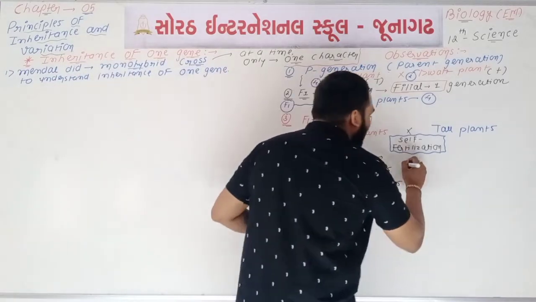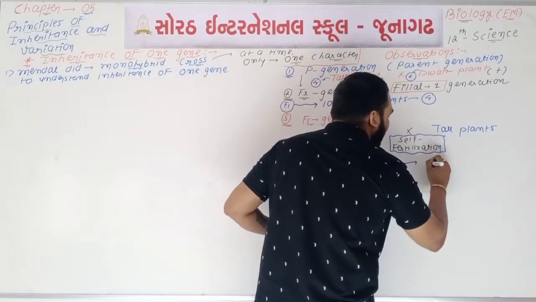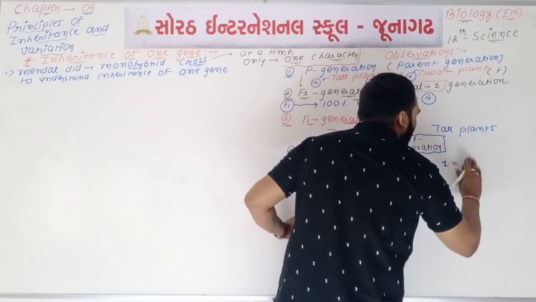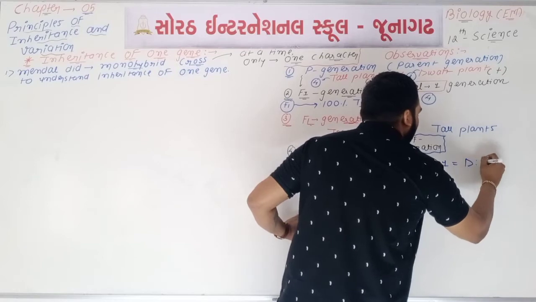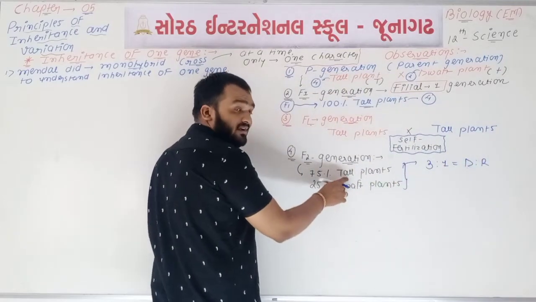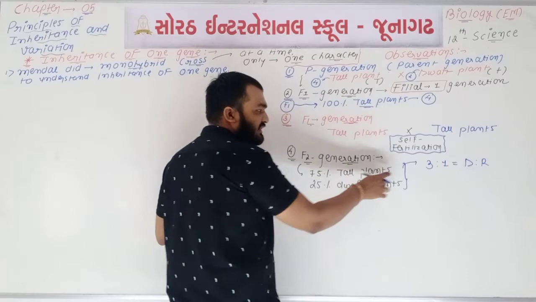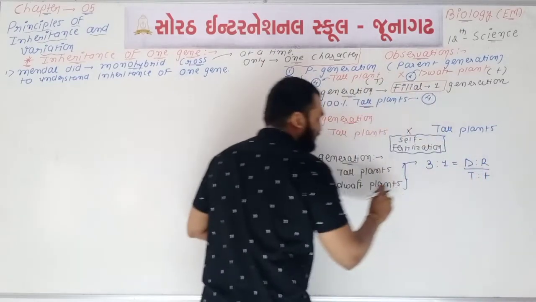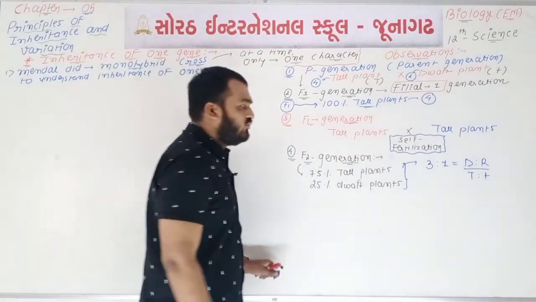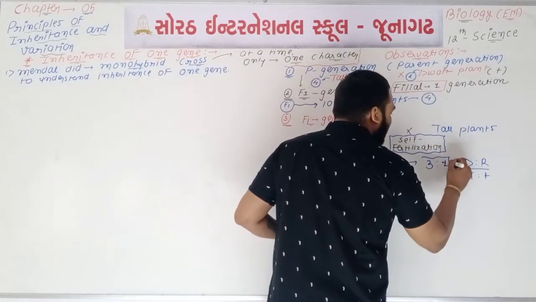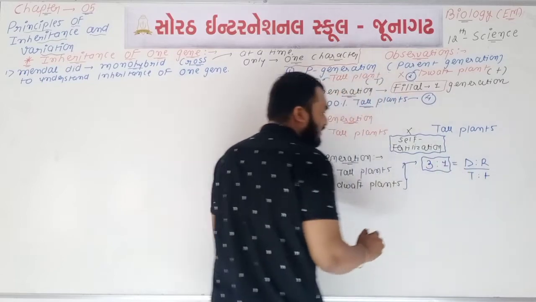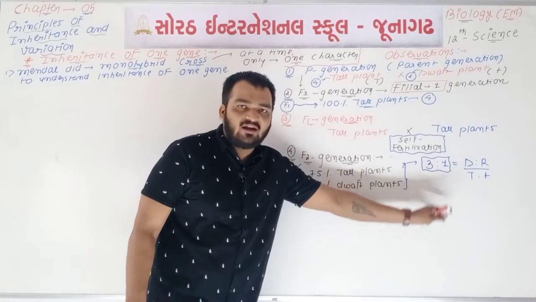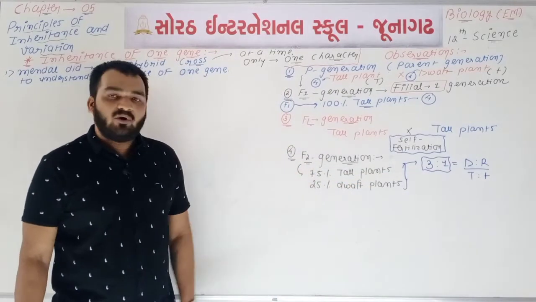But remember that the ratio of tall and dwarf will be 3:1, meaning dominant and recessive. You know that tall is the dominant trait, so 75% dominant means tall plants, and the remaining 25% will be recessive. So you will remember the ratio. The result of F2 generation will be 3:1, 3 dominant tall and 1 recessive dwarfed. Okay, so 4 points are completed.